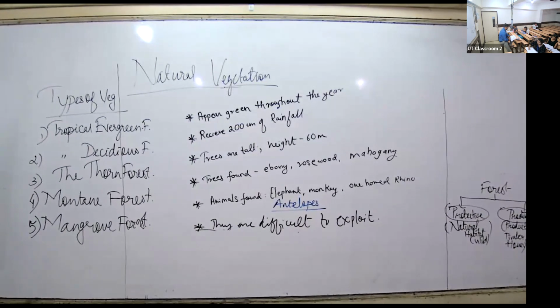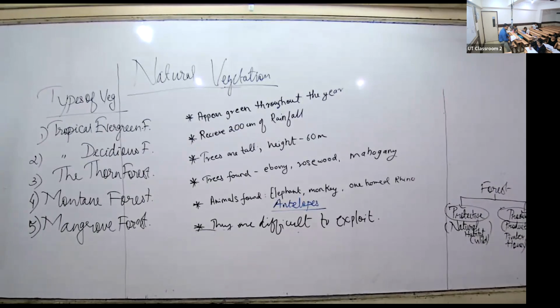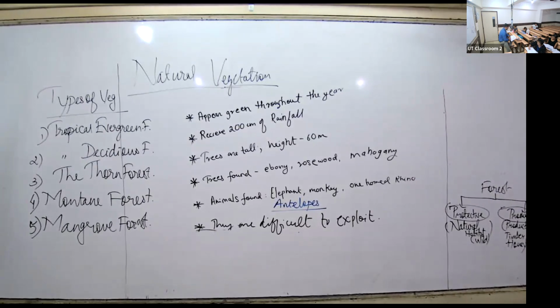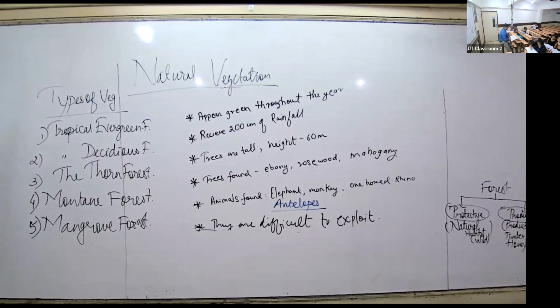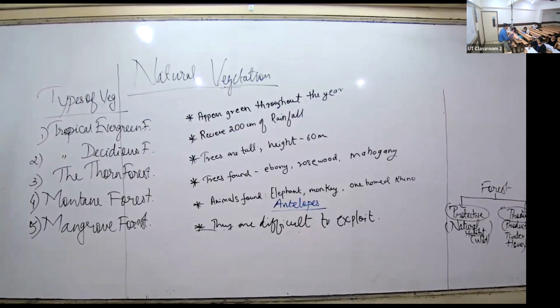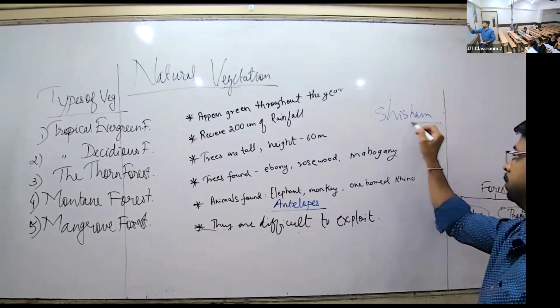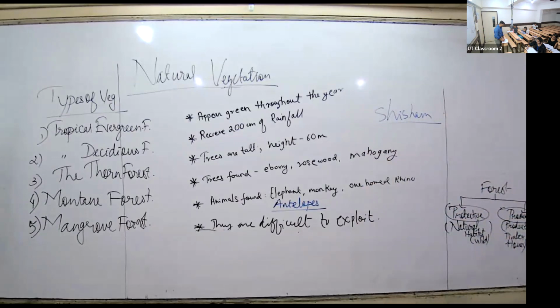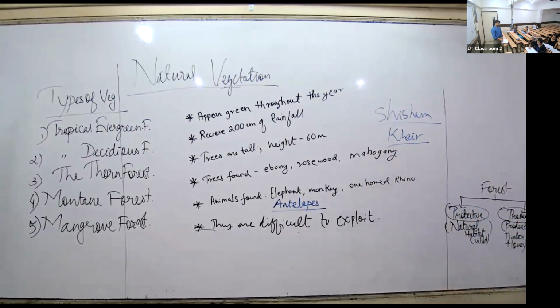Next. Teak. Teak is the most dominant species, along with bamboo, sal, S-A-L, sheesham, and then you can write sandalwood. Arjun is a tree name, and K, you're going to write Anupam K.